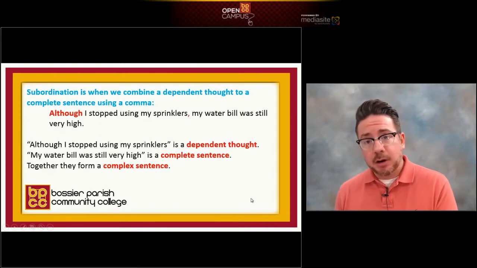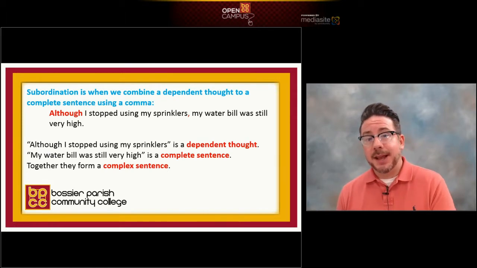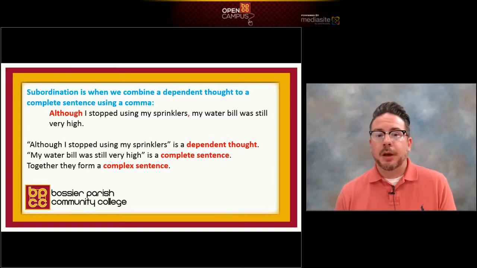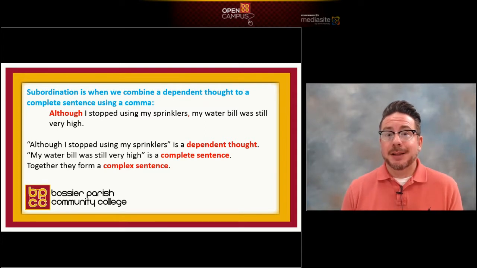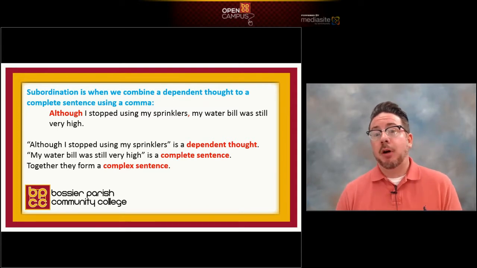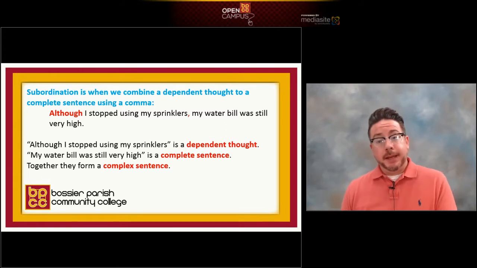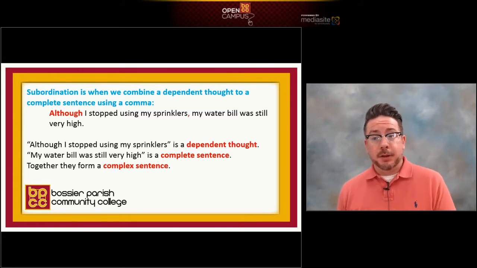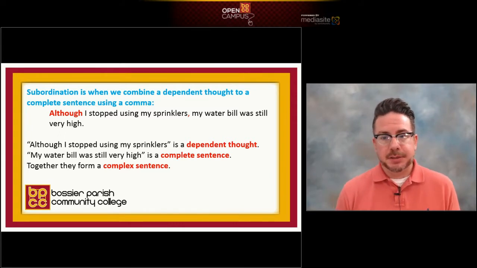I have a list here of the most common dependent words. I have put this list as a handout in this module. You should look over these words so that you can easily spot dependent words, and you can easily identify dependent thoughts when they occur. So subordination, again, is when we combine a dependent thought with a complete sentence, and we usually use a comma to do this.